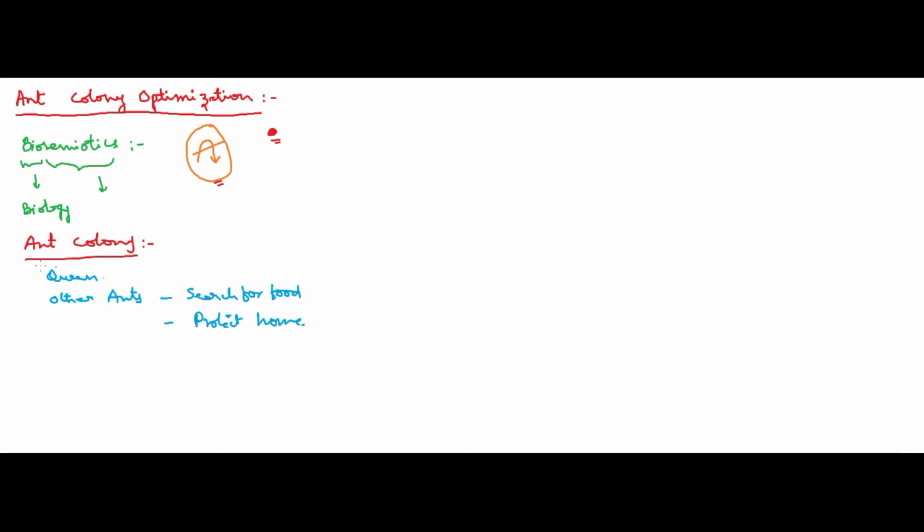Then how do the queen and the searching ants communicate, and how do the protecting ants and searching ants communicate? These things are done in a proper communication manner, that too by using biosemiotics. We will see what this means. Let us see how the ants forage for food, how they search for food and how they bring the food.